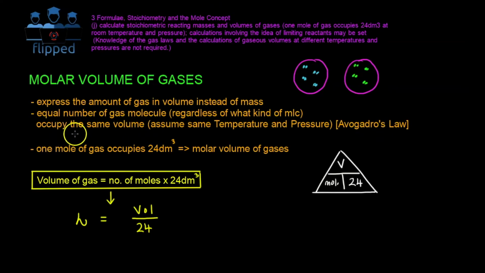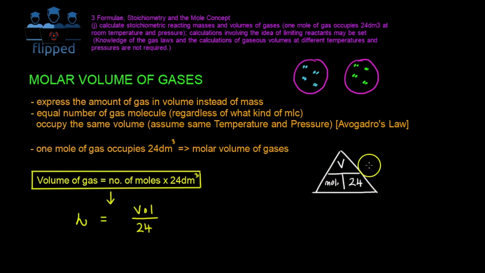And the next one is that 1 mole of gas occupies 24 dm cube of volume, and this is the molar volume of gases. Inside the 24 dm cube, we'll have 1 mole of gases, which is 6 times 10 to the power 23 particles. You don't have to know that in detail, but you just have to know that in 24 dm cube, there exists 1 mole of gas, regardless of what kind of gas it is. So this comes the formula: volume of gas equals number of moles times 24 dm cube.